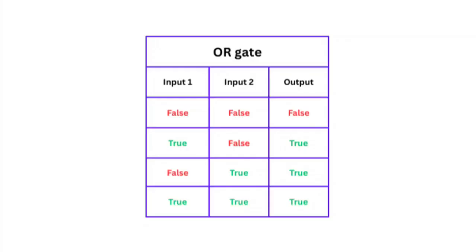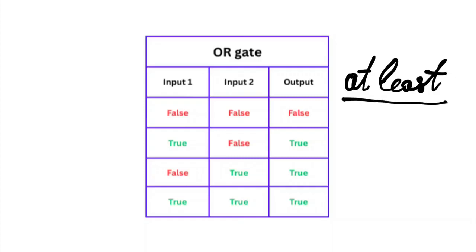Well, XOR stands for exclusive OR. To understand XOR, we first need to understand the OR gate. An OR gate, as its name suggests, gives a true output if at least one of the inputs is true. The key phrase here is at least one.